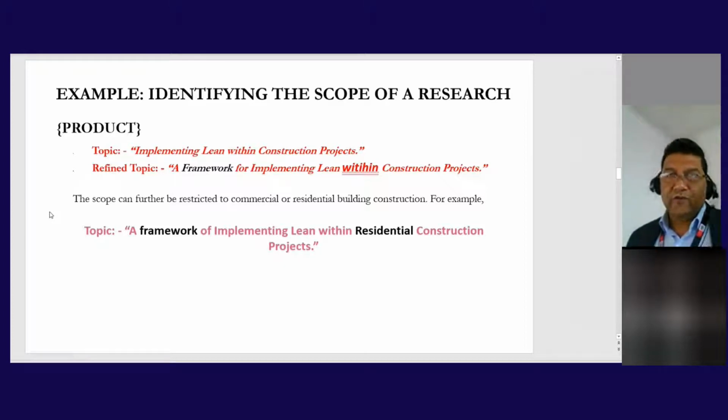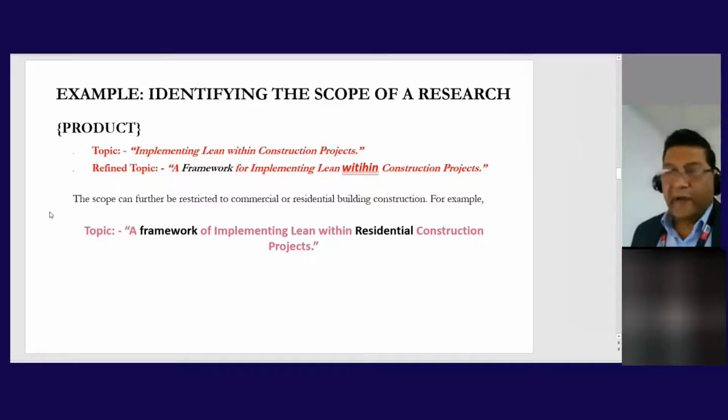When you have a very wide scope, you will get lost when you are doing a literature review. But when you know that you just need to conduct a literature review related to commercial construction or residential construction, that will define the territory, that will define the limitations for your research. And you will be very specific that your focus is on residential construction only. So you just work on residential construction.